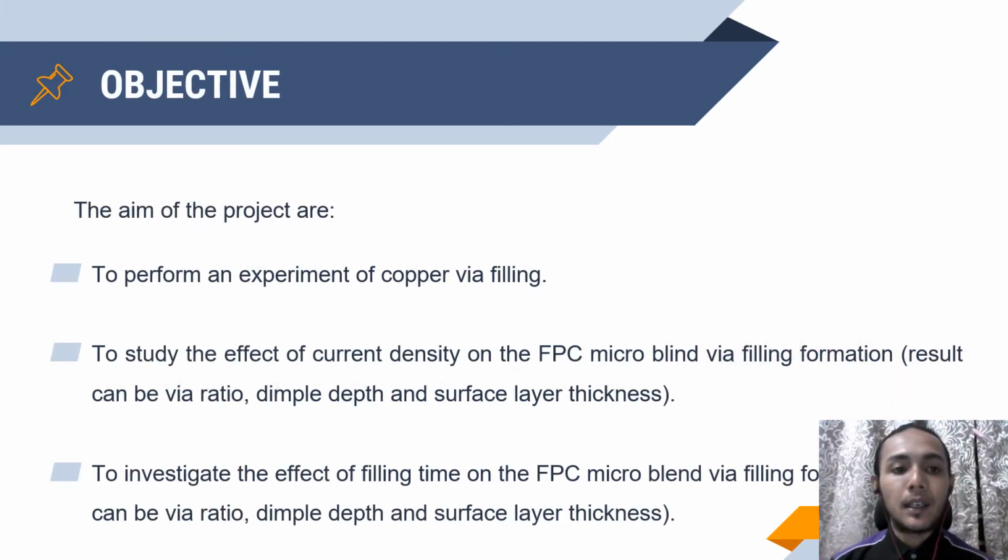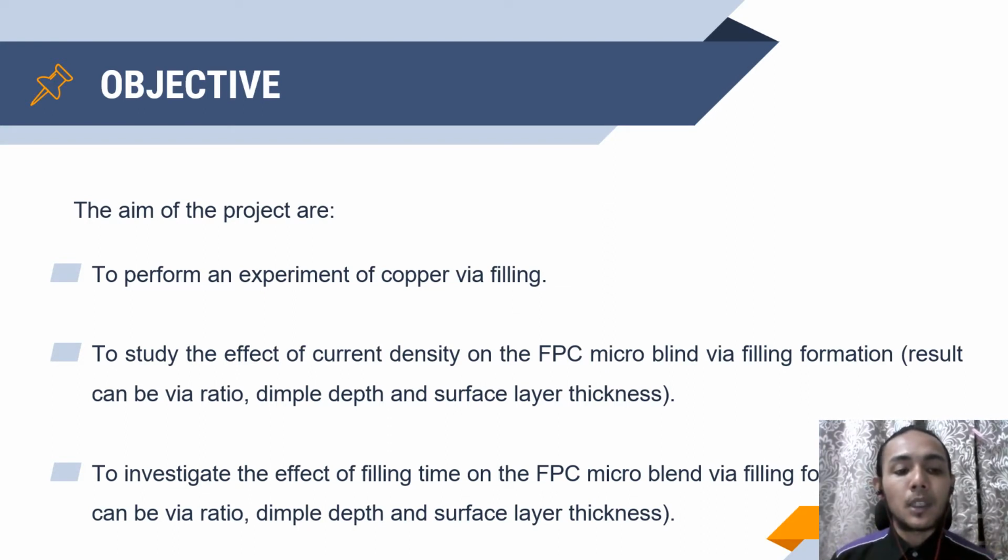Okay, there are three objectives of the project. First is to perform an experiment of copper via filling. Before performing the experiment, we need to study the filling parameters of the copper via filling.